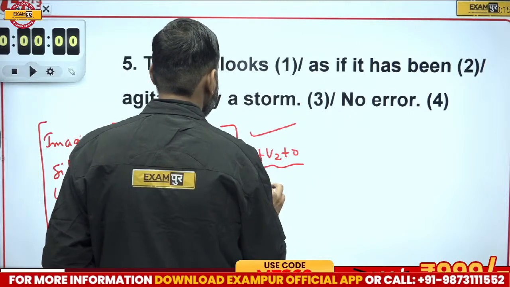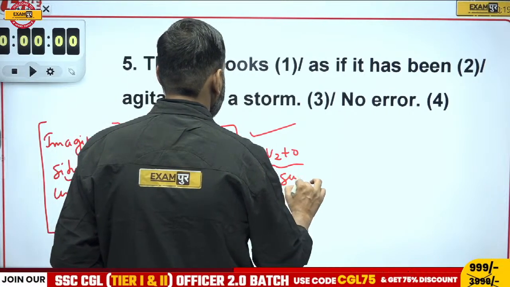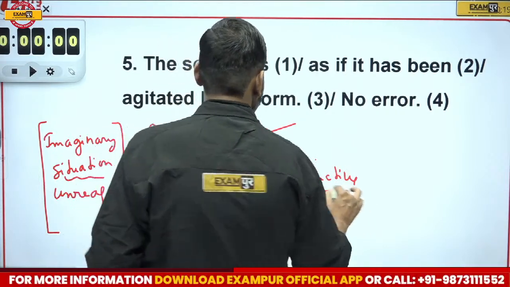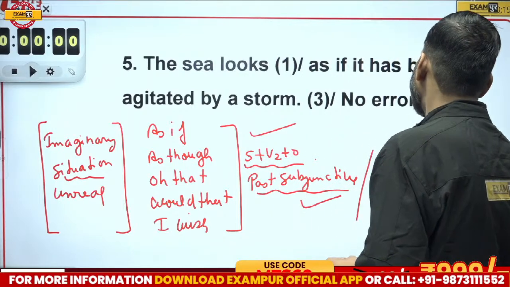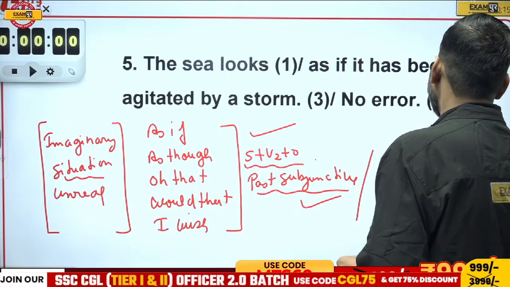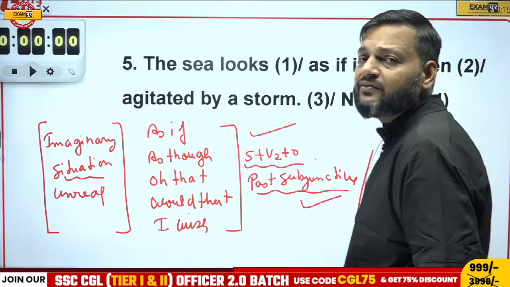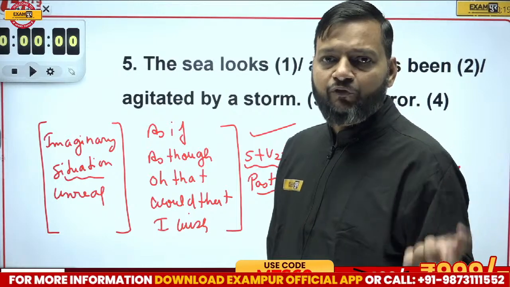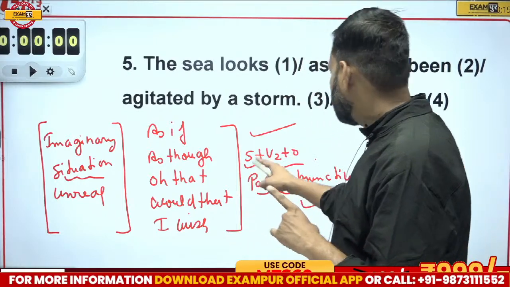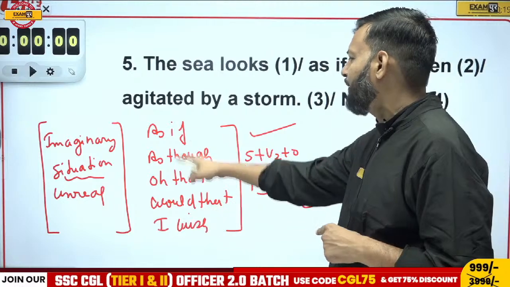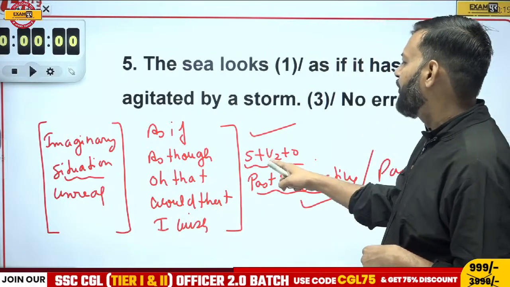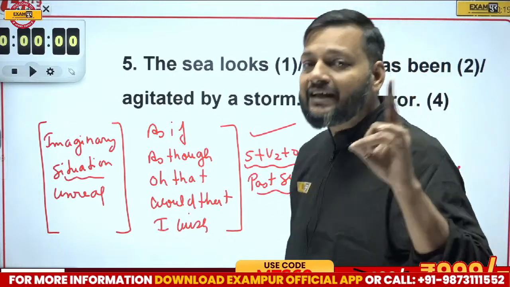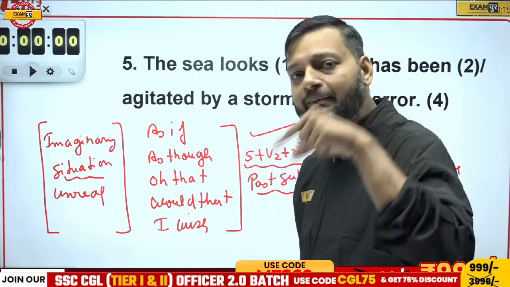This is called past subjunctive. This is not past tense. Always remember that there is a difference between tense and subjunctive mood. So when we write second form after these expressions, this second form is not past indefinite. This is past subjunctive mood.